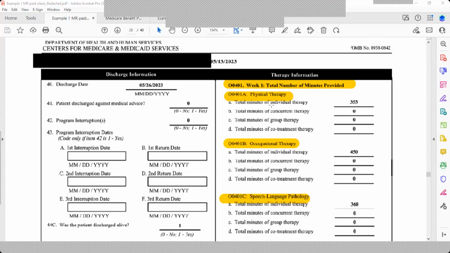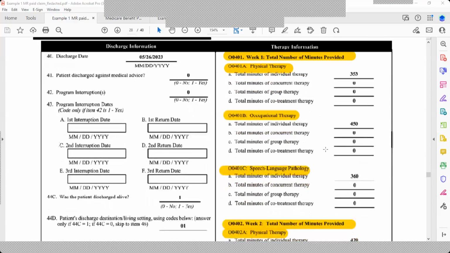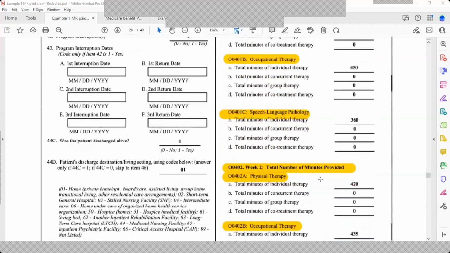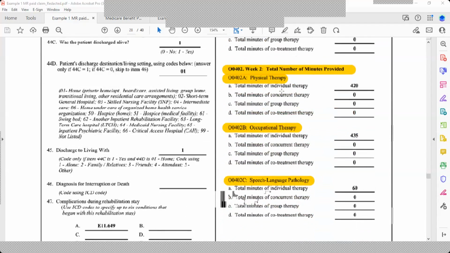So we can see week 1, physical therapy had 353 individual therapy minutes. Occupational therapy had 450 individual therapy minutes. And speech language pathology had 360 individual therapy minutes. Then on week 2, we can see that physical therapy had 420 individual minutes. Occupational therapy had 435 individual minutes, and speech language pathology had 6 individual therapy minutes.